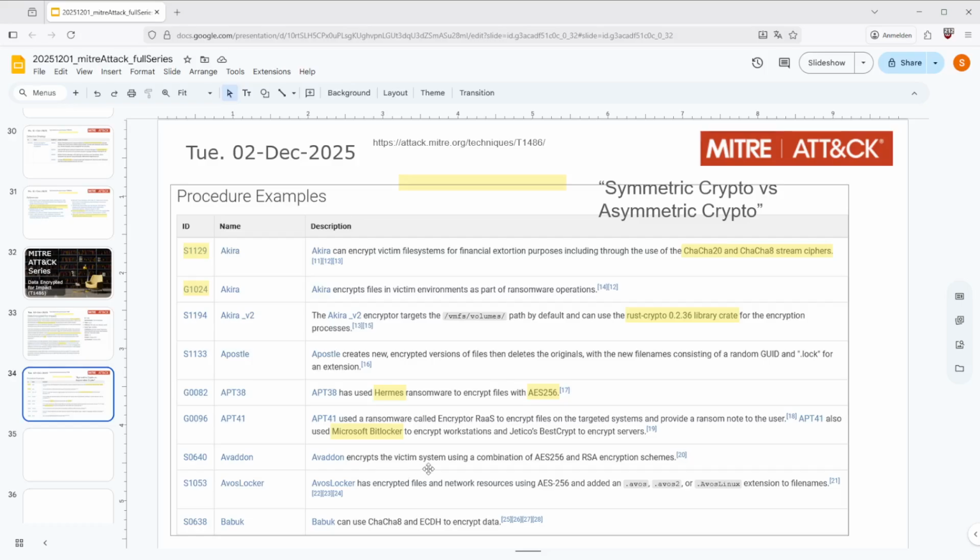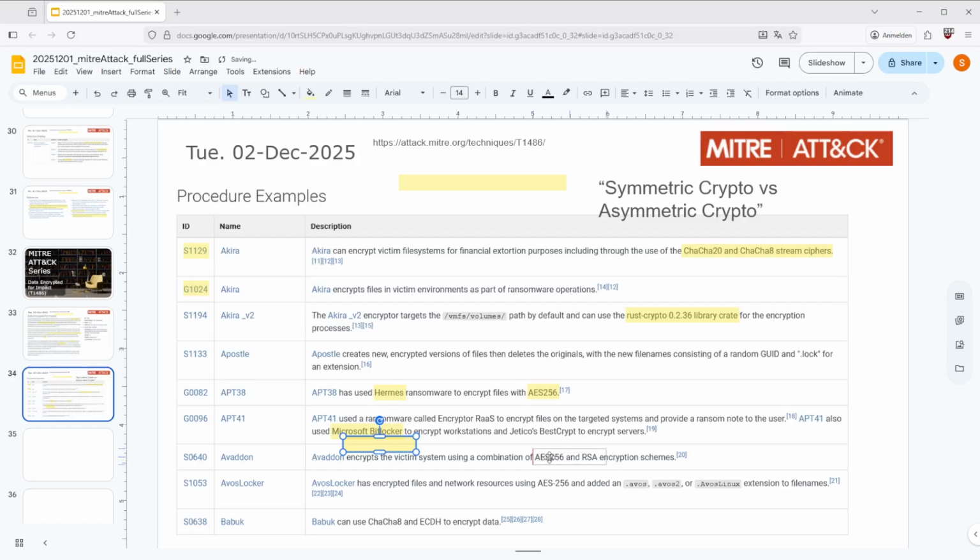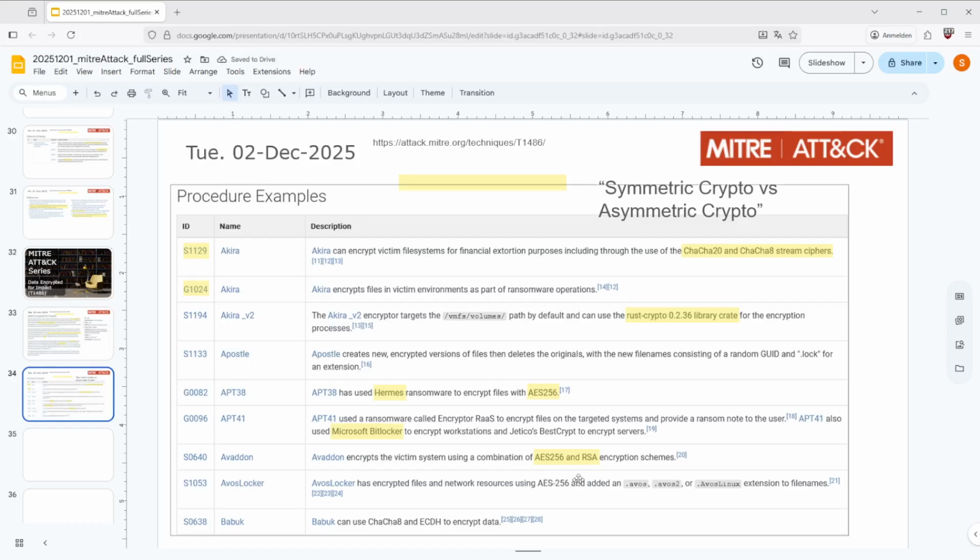Then Avaddon encrypts the victims using a combination of AES and RSA encryption schemes. That's interesting. If you use both symmetric and asymmetric, you have this combined crypto system, a hybrid cryptosystem. RSA is an asymmetric crypto. We took a look at this, I think. We looked at Rivest, Shamir, and Adleman in the Kill Chain series at some point.